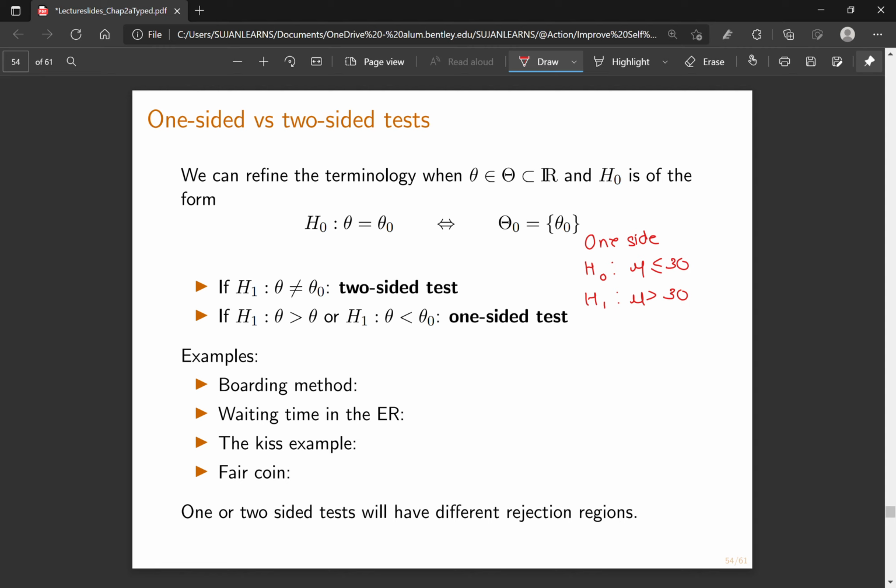Now, let's deal with some examples we have discussed earlier and classify them as one-sided or two-sided. Starting with the boarding example. Is it one-sided or two-sided? What do you think? That's right. It is a one-sided test because we are trying to test whether Wilma is greater than something, is better than something. So it is a one-sided test.